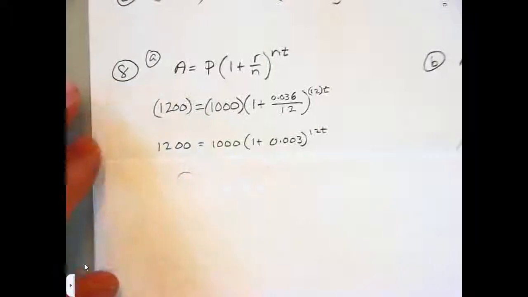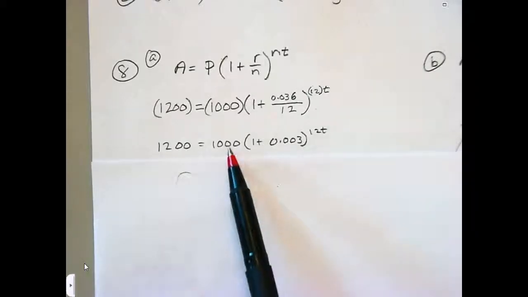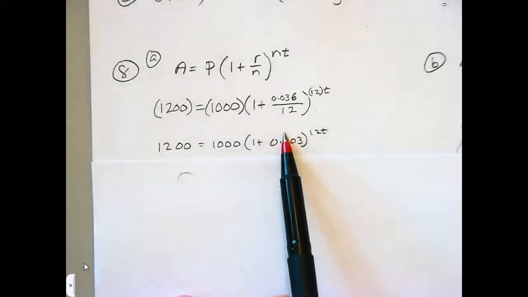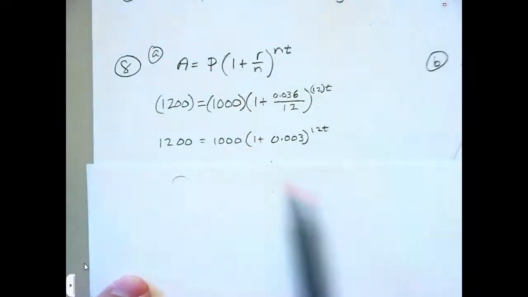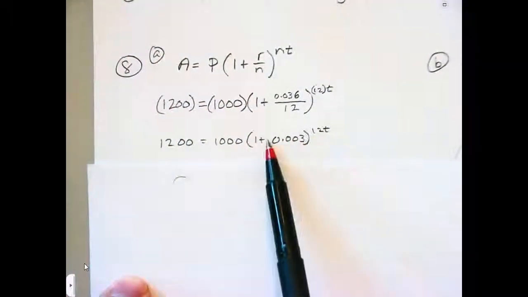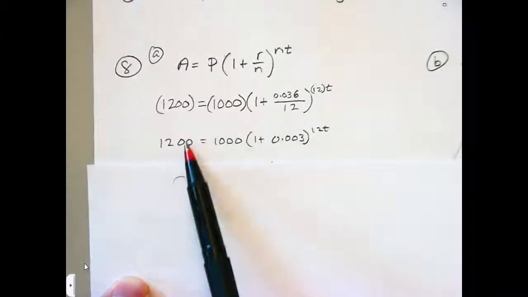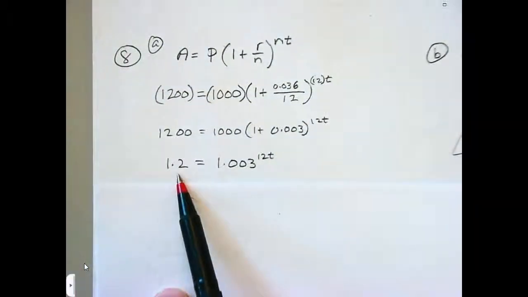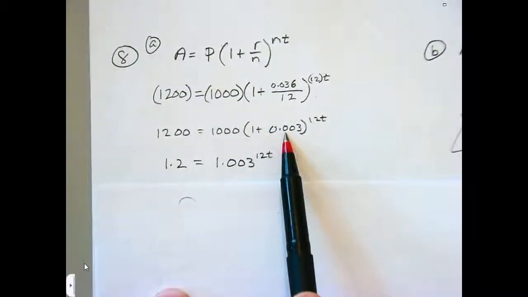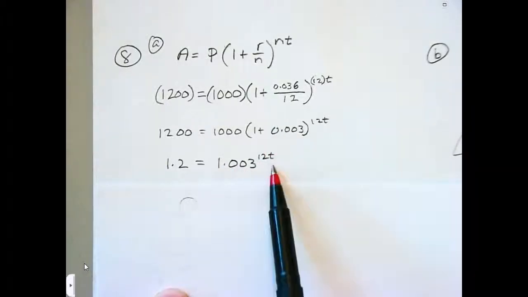Second step is where some of you are making mistakes when I looked at your work and when I talked to you. Some of you right here brought that 1,000 in. Okay? And you cannot do that, right? This has to be raised to that power prior to multiplying by 1,000. So the next step is to divide by 1,000. Divide 1,200 by 1,000. Get 1.2, 1.003 to the 12t power.